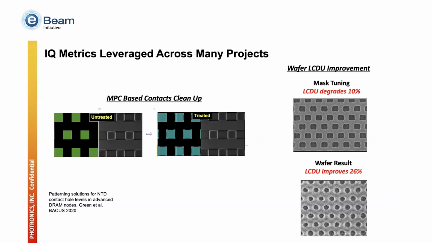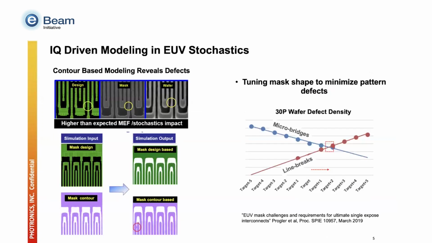Here's another example where we used image quality or mask image quality to understand what was going on in an EUV stochastics project. This happened to be with IBM. And here we were basically trying to predict defects in EUV imaging and lithography by just looking at the design, looking at the mask, and then looking at the wafer and seeing if we can connect the dots through simulation between what we saw in the design, the mask pattern, and the wafer pattern.